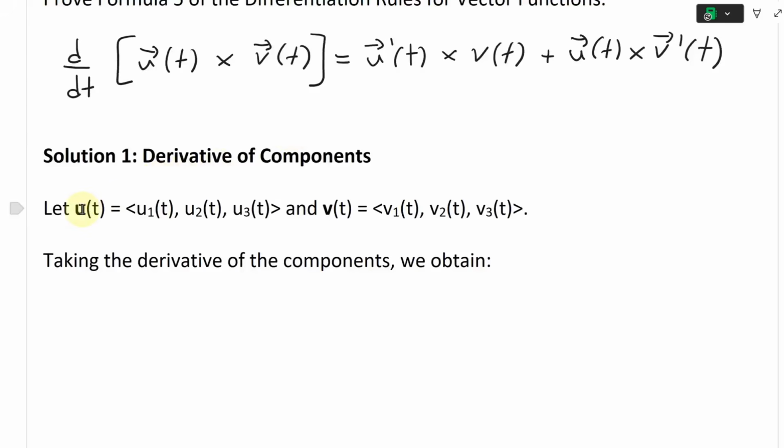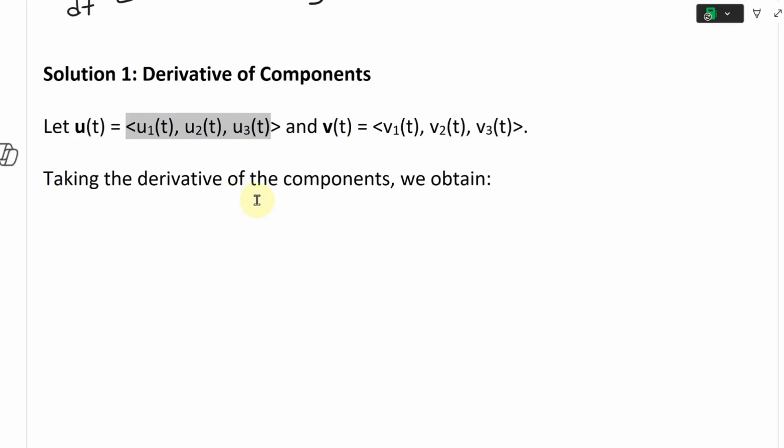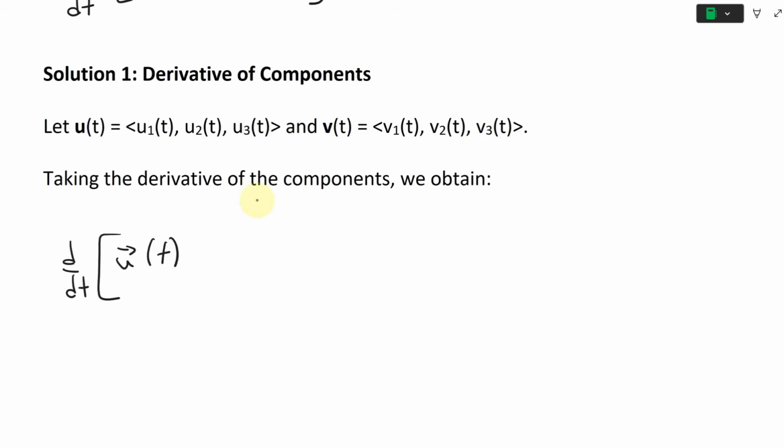All right, so let u of t vector function equal, again the usual, u1, u2, and u3, real valued functions as components. And then we have v of t vector function with v1, v2, v3, real valued functions as components. So taking the derivative of the components, we obtain, let's write this down, d over dt of u of t cross v of t.